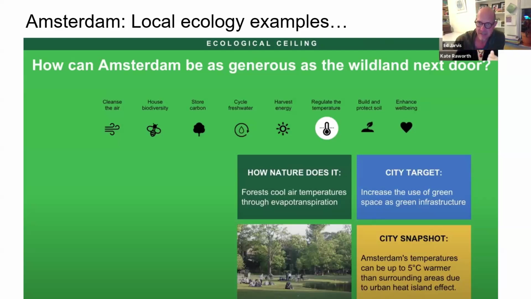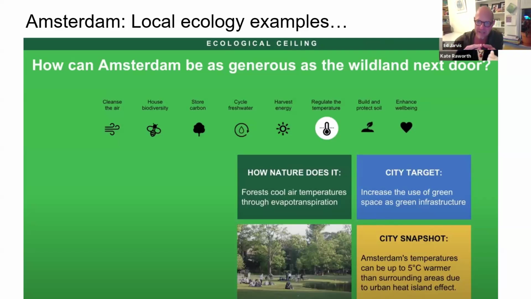So the city target they came up with was to increase the use of green spaces, green infrastructure. I don't like the term infrastructure, but that's the term they use. We get the idea. And what they found was that Amsterdam's temperatures can be up to 5 degrees warmer than surrounding natural areas, due to the urban heat island effect. So then that starts again a whole discussion about, well, actually, what do we want to do to make Amsterdam greener and cooler?